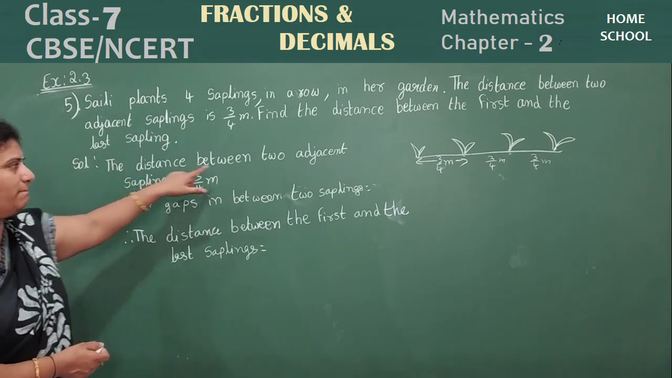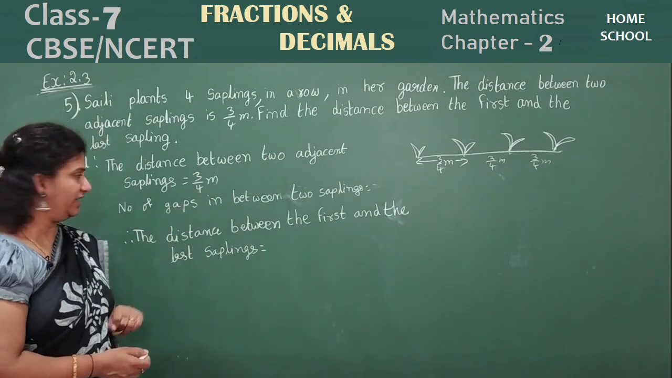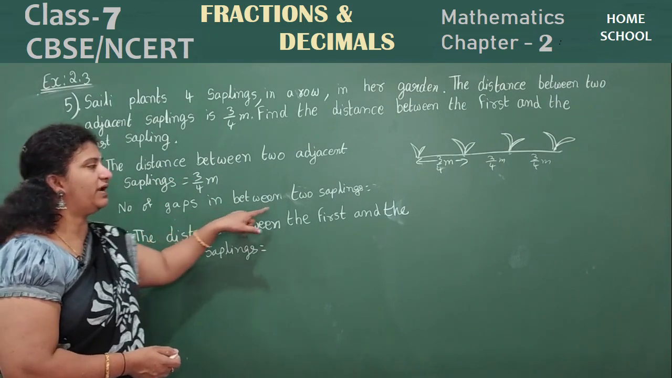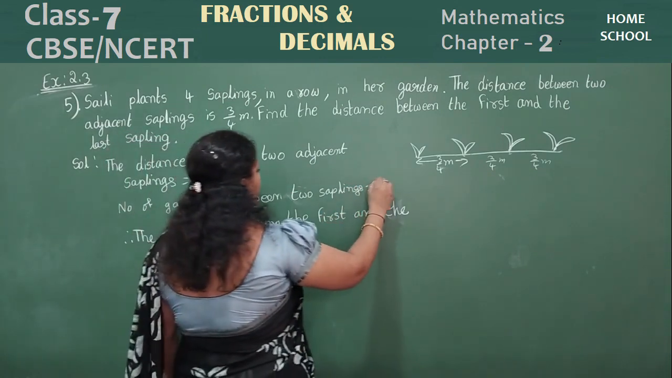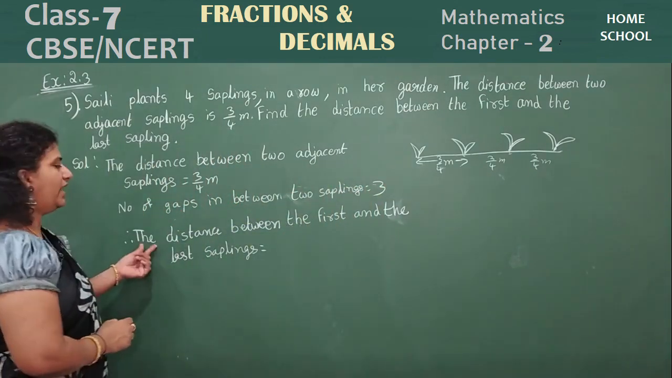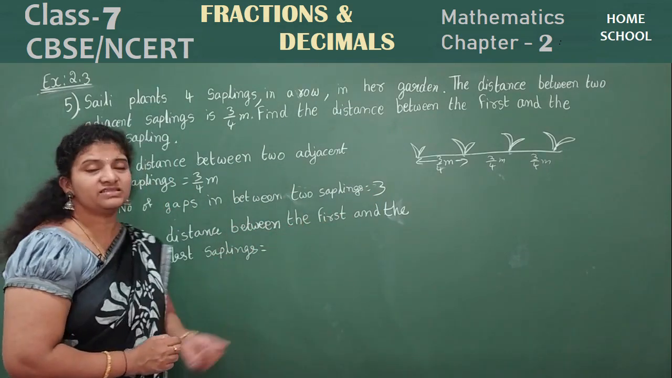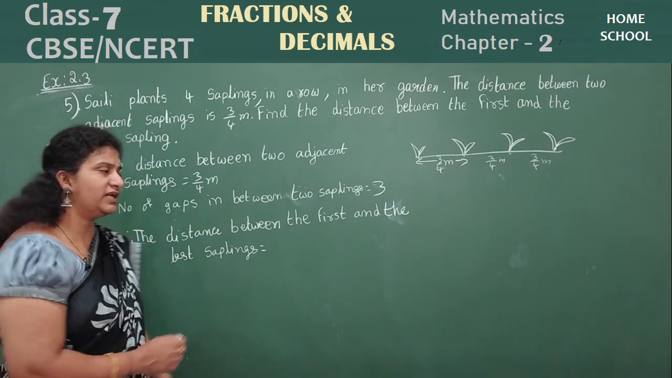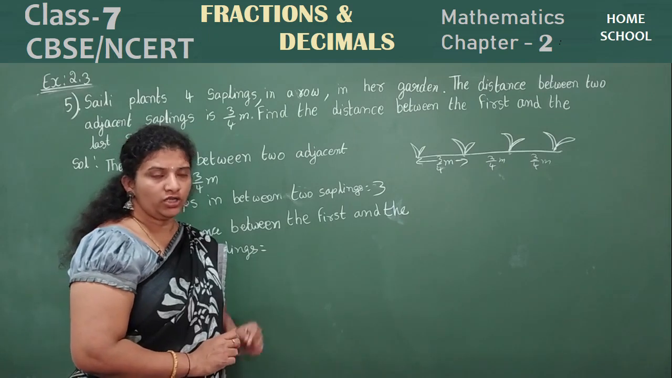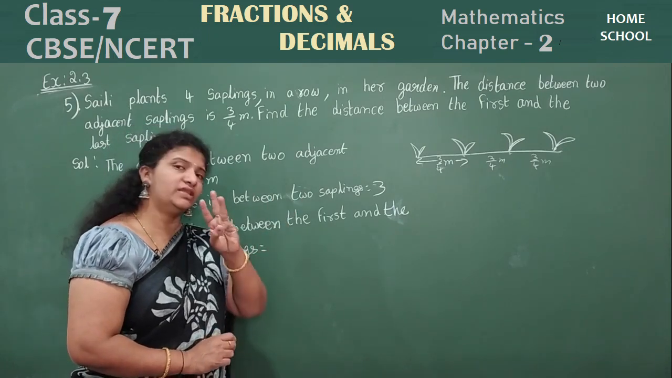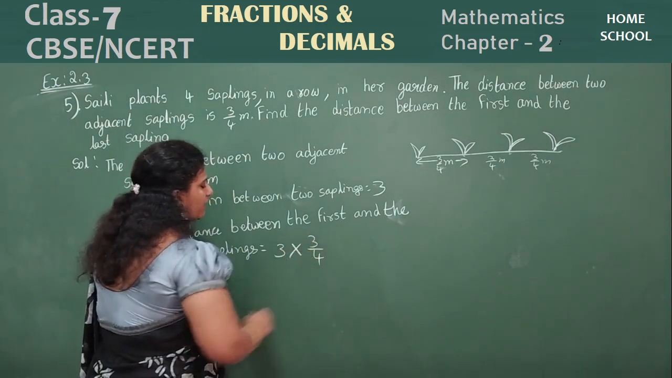The distance between 2 adjacent saplings is equal to 3 by 4 meters. Number of gaps in between the saplings, how many gaps can you see there? That will be 3 gaps. Therefore, the distance between the first and the last sapling, how can you find, children? Either you may add the 3 values or you may multiply 3 by 4, 3 times. So that will be 3 into 3 by 4.